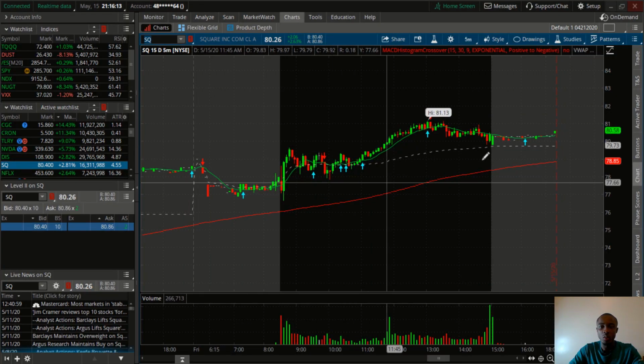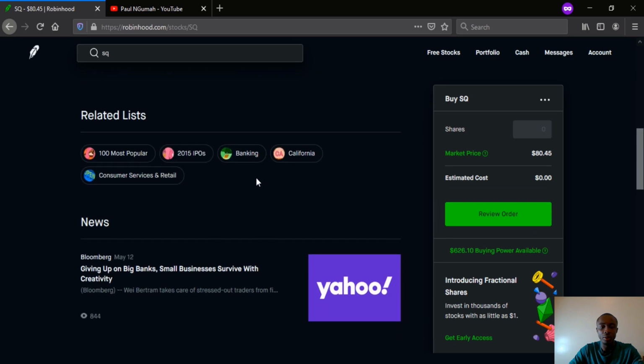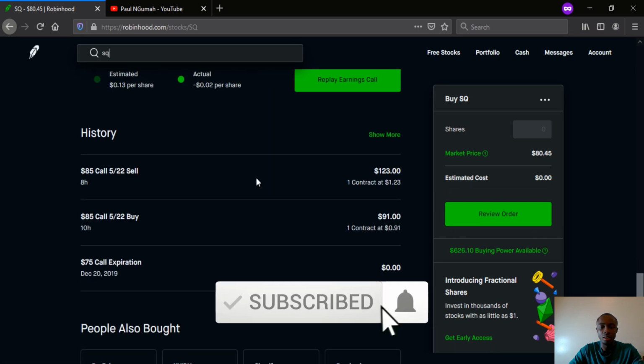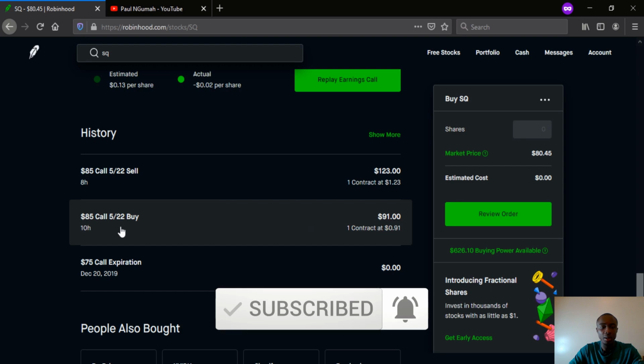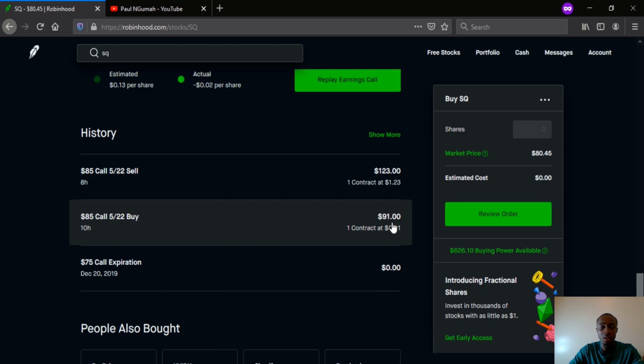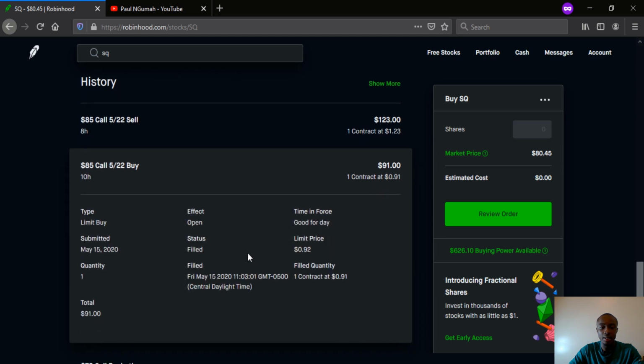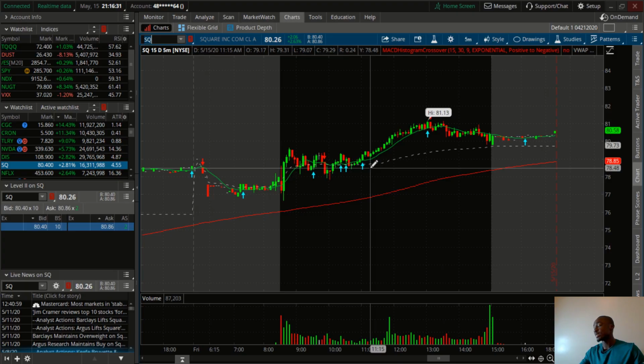This right here is Square on Friday, and if we go on the Robinhood account and we go down to the history, you can see I bought a call that expires next week for $91, and I got in at exactly 11:03. I got in at that specific time for a very specific reason again.